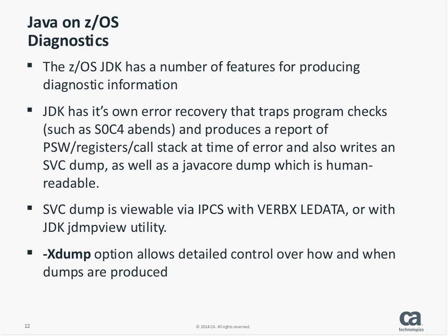There's an XDump option for the JDK that lets you have a lot of detailed control over how and when dumps are produced, including what specific errors you generate specific types of dumps for. You can configure it to generate an SVC dump for only GPF errors, or for GPF and out-of-memory errors, or any other specific kind of exception. That's documented in the links I'm going to give you at the end.